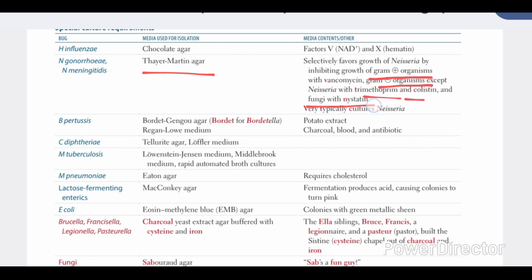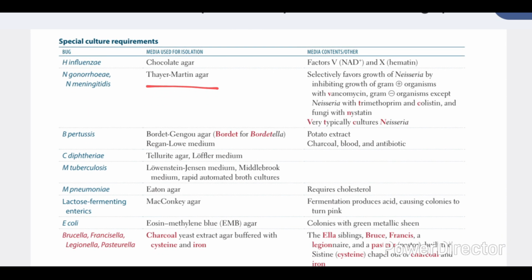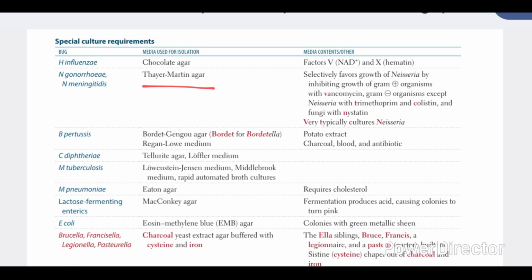This is commonly tested on UWorld, where they say that there is a media which contains vancomycin, trimethoprim, colistin and nystatin, and this specialized culture will grow which organism basically. So the answer will be either Neisseria meningitidis or Neisseria gonorrhoeae, depending on the options. So Neisseria is a species that grows on Thayer Martin agar.